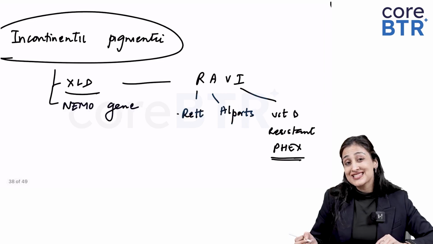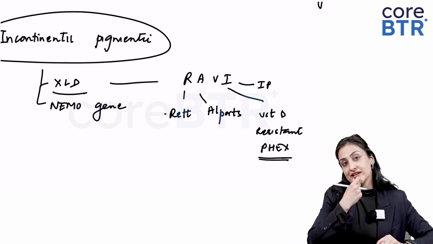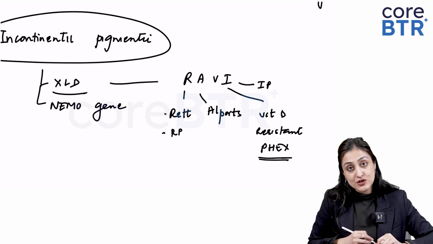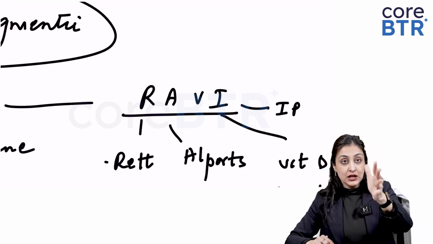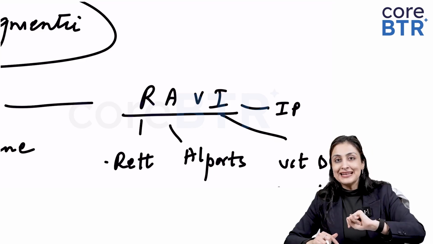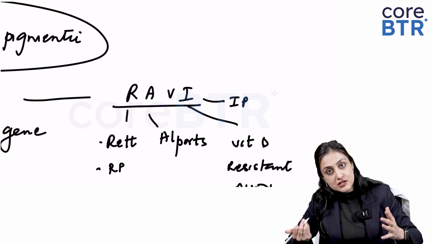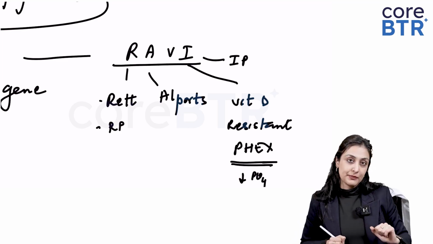This is also called hypophosphatemic rickets, and I is incontinentia pigmenti. A lot of times even retinitis pigmentosa is described. So this is your X-linked dominant: RP and Rett, Alport, V for vitamin D resistant or hypophosphatemic rickets, and incontinentia pigmenti.